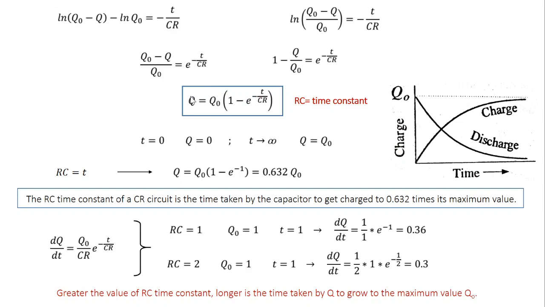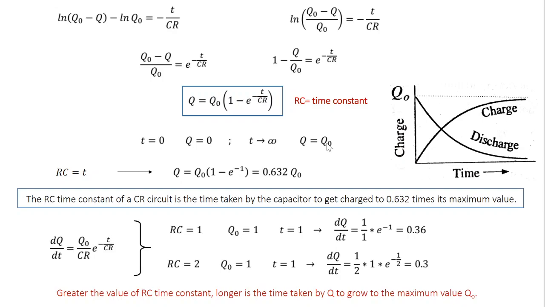Let's plot this equation so that you will get an idea about the behavior of the charge. What do we have to do? We have to find out the endpoints. The lower endpoint is at t equal to 0 and the upper endpoint at t equal to infinity. At t equal to 0, what is the value of q? You have e to the power 0, which is 1. 1 minus 1 is 0. So q equal to 0. Similarly, at t equal to infinity, you have e to the power minus infinity, which is 0. So q equal to q0.